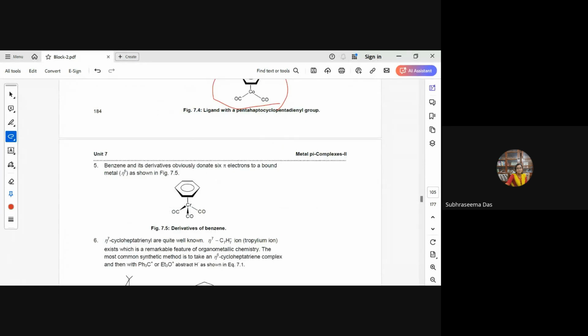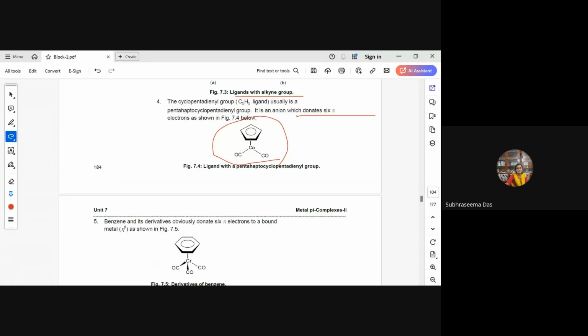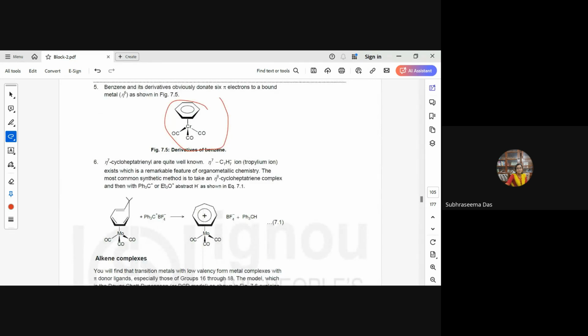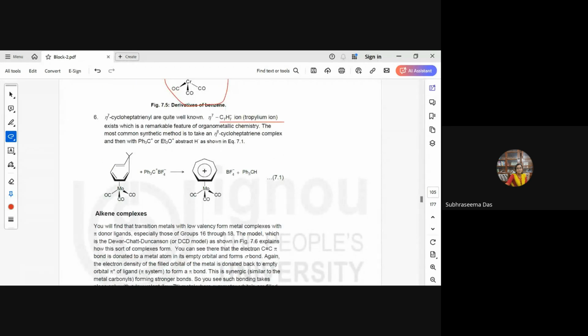Here it is shown. Benzene and its derivatives are known to donate 6 pi electrons and they have a hapticity of eta 6, and here it is shown. Then eta 7, that is the hapticity is 7, they are quite known, and this is particularly for the tropylium ion, that is C7H7 plus, and this is represented here.